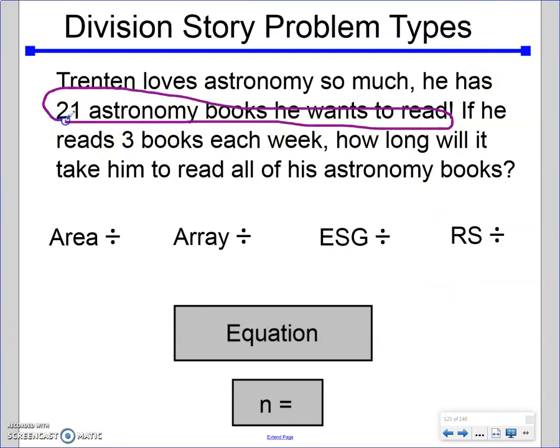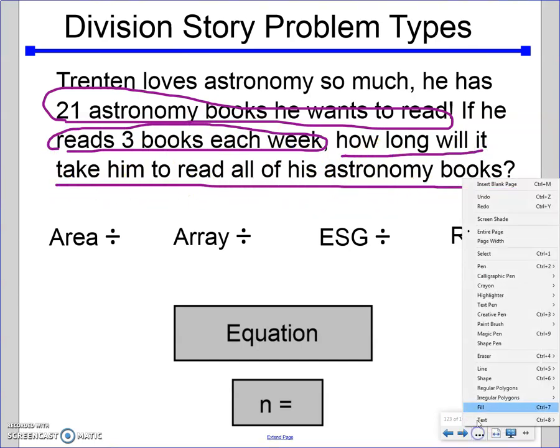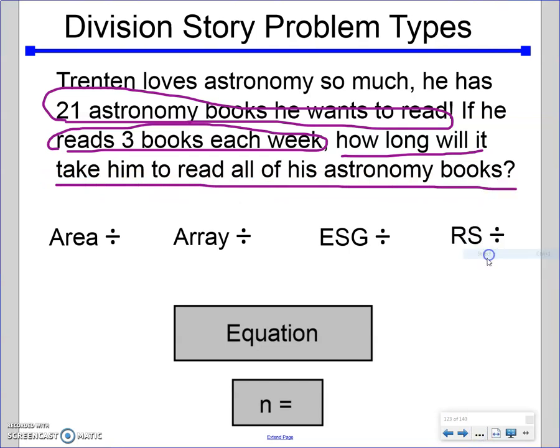Wow, he really loves astronomy. And we also know he's going to read 3 books each week. We're trying to figure out how long it's going to take Trenton to read all of those astronomy books. So, what kind of problem is this? I agree. Since Trenton is repeating an action, reading 3 books each week, and we know he wants to read a total of 21 books, this is clearly a repeated subtraction problem.